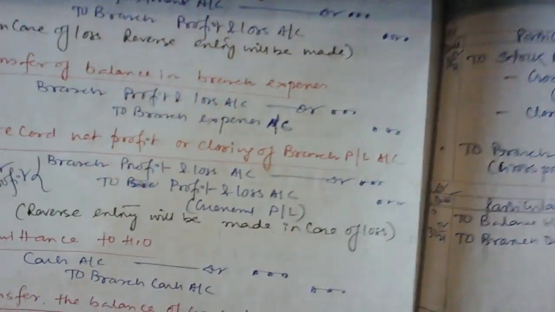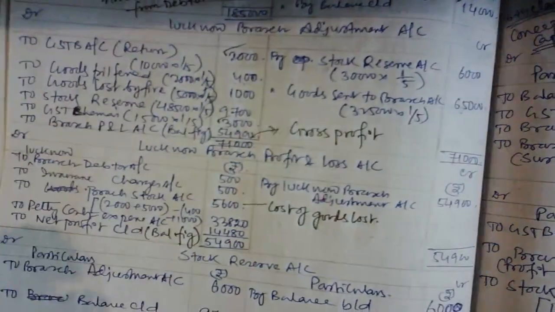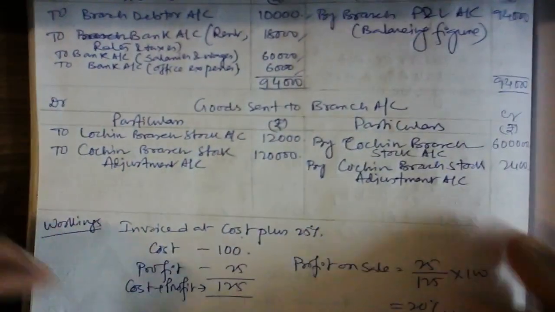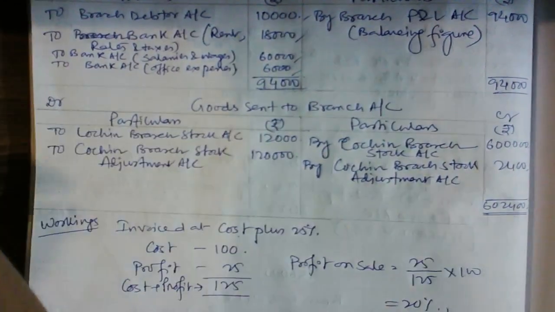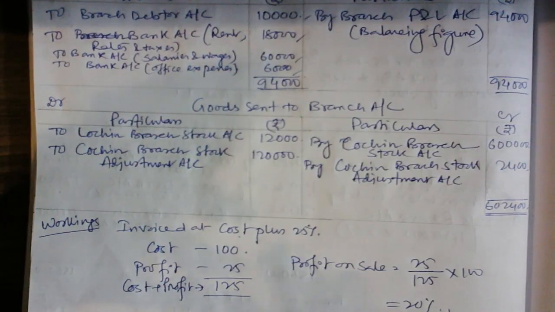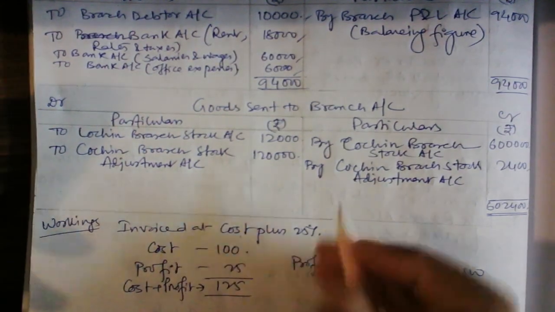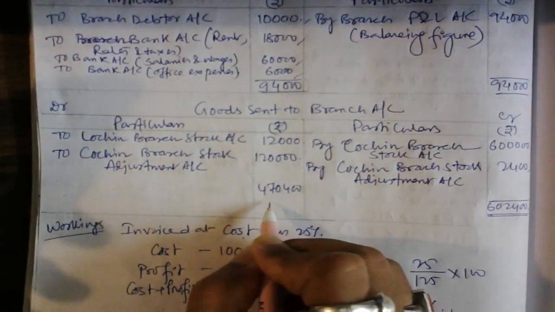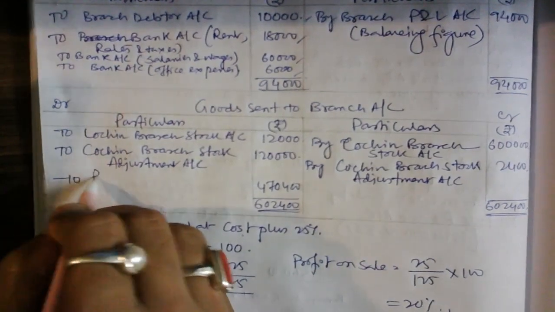Look, here I have shown this by doing it. In case of a manufacturing company, trading will be used. In case of a normal company, we can use purchase. So we are going to use purchase here because it's not a manufacturing company. Perfect. So you can write here, balance will be 602,400 minus 12,000 minus 120. We have the balance of 470,400, which represents the purchase of the company. So you can write here, to purchase account.